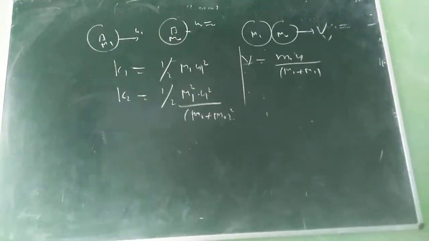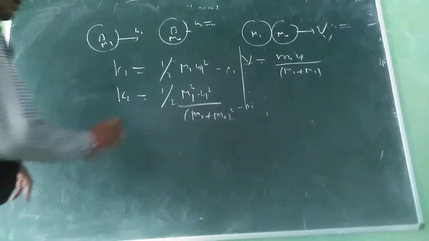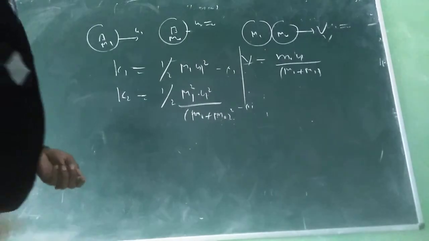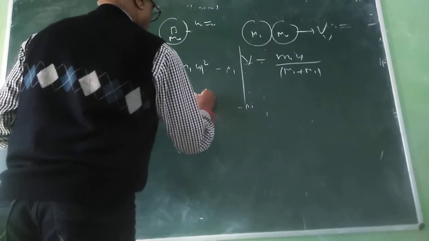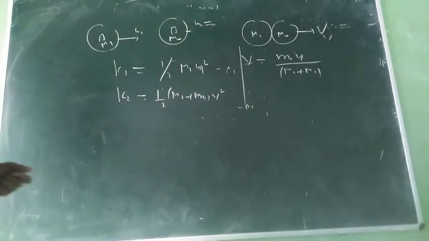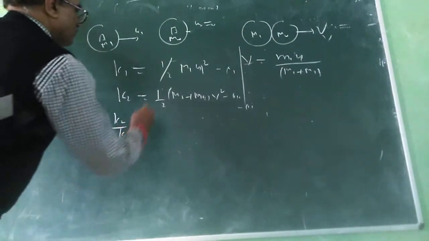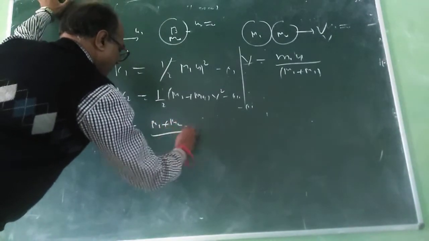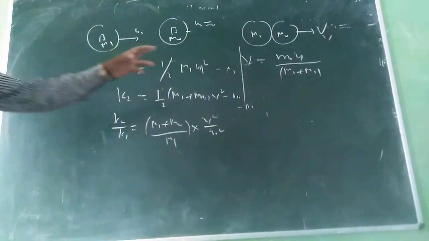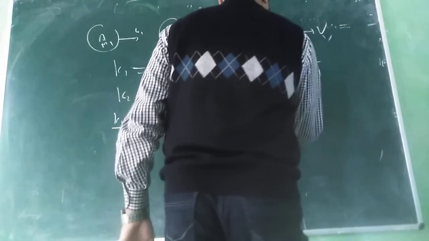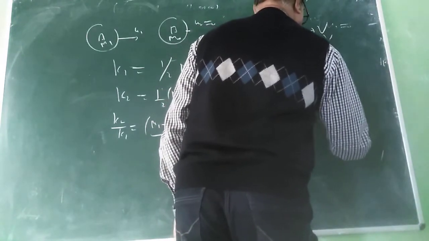Because B is at rest. Now divide K2 by K1. K2 upon K1 is equal to (m1 plus m2) divided by m1 into v square upon u1 square. Refer to this equation: v square upon u1 square is equal to m1 square upon (m1 plus m2) whole square.